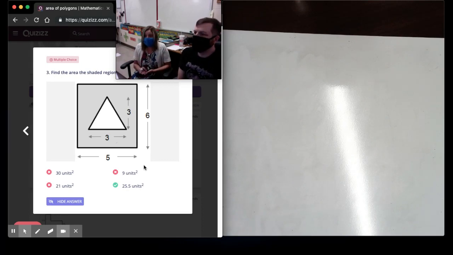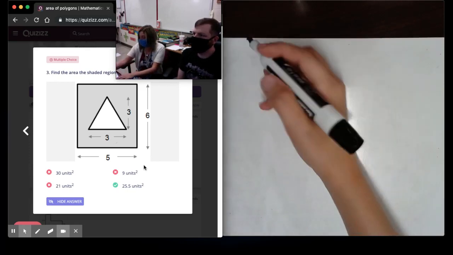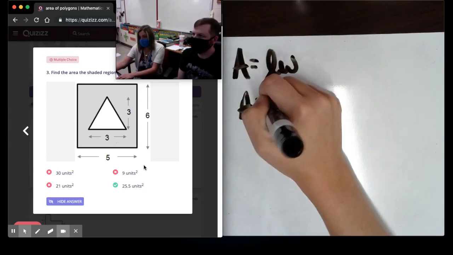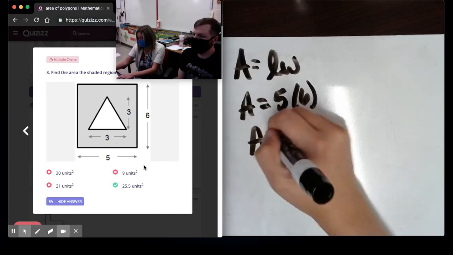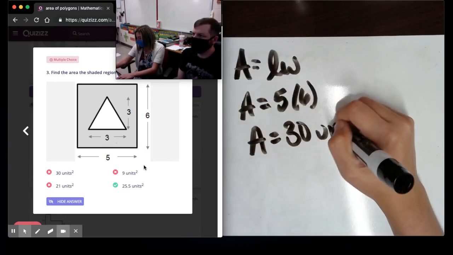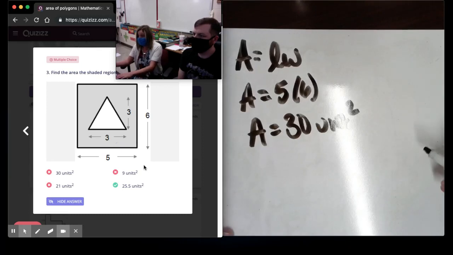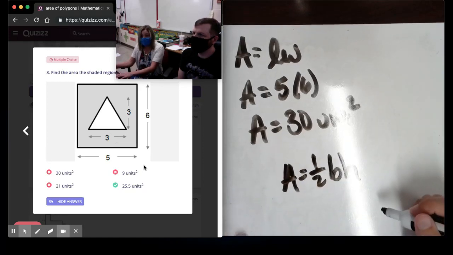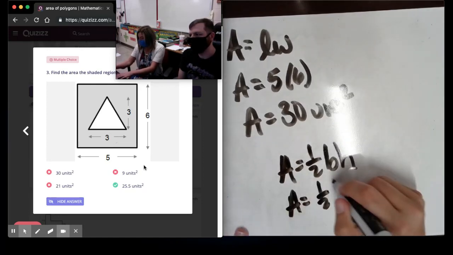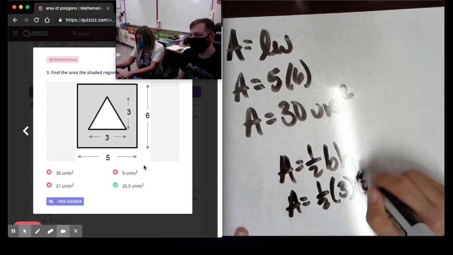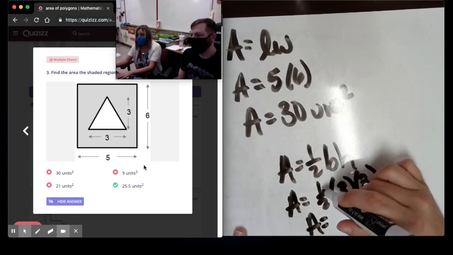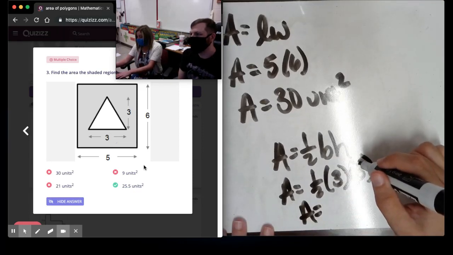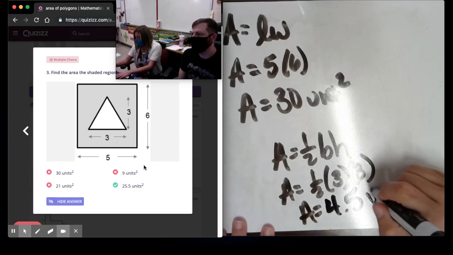So looking at the rectangle, I have a 6 and a 5, and I know that for a rectangle, the area is length times width. So if I do 5 times 6, I get an area of 30 units squared. Then the triangle, as we talked about earlier, the formula is area equals 1/2 base times height. The base is 3, and the height is 3. I can't tell right off the top of my head what half of 3 is, so if I do 3 times 3, I get 9. And half of 9 is 4.5 units squared.